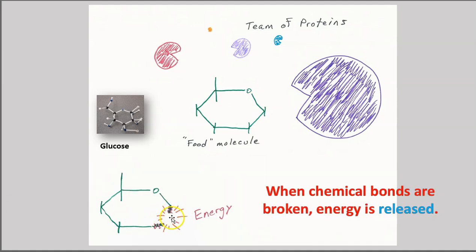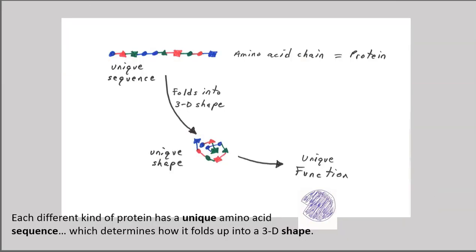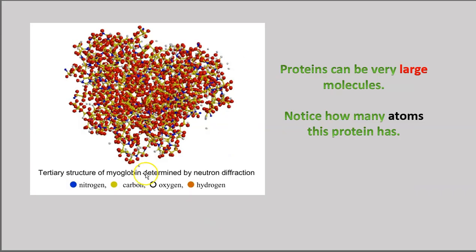And when a chemical bond is broken, energy is released. Now, the energy doesn't just dissipate as heat. The cell has ways of harnessing this energy and transferring that energy to another molecule, as we'll see in a moment. We should remember that proteins are chains of amino acids that fold up into a three-dimensional shape, and the shape of the protein determines what it can do. And in a previous lesson, we saw this protein here. It's really myoglobin, but we're going to pretend that this is the protein that's going to be attacking glucose and breaking down glucose. But just to remind ourselves, the proteins are very large molecules.